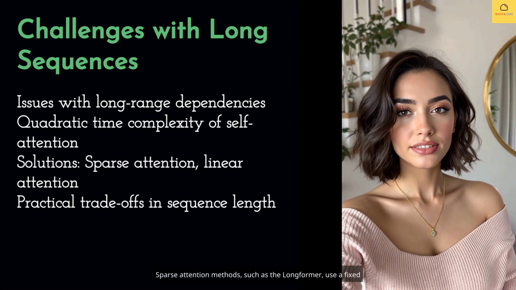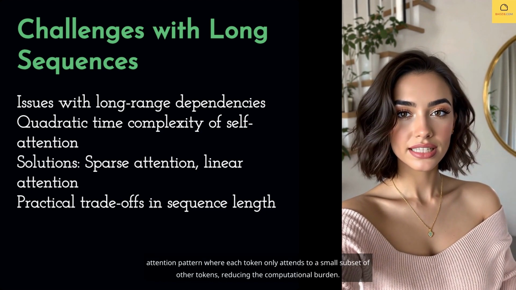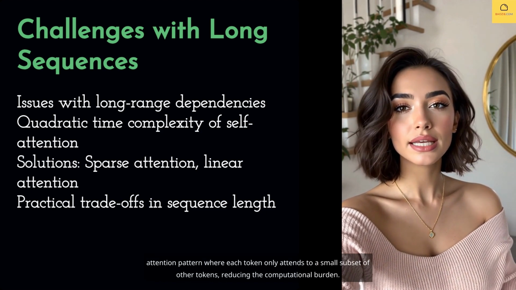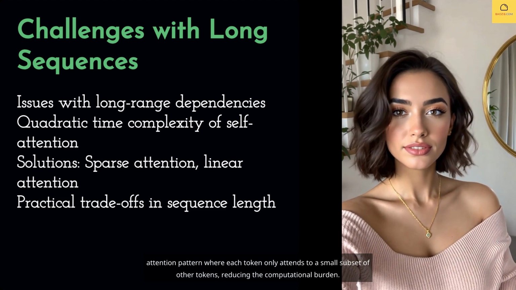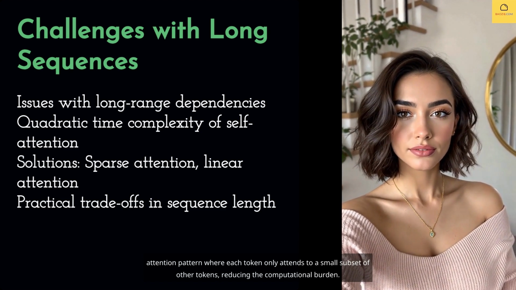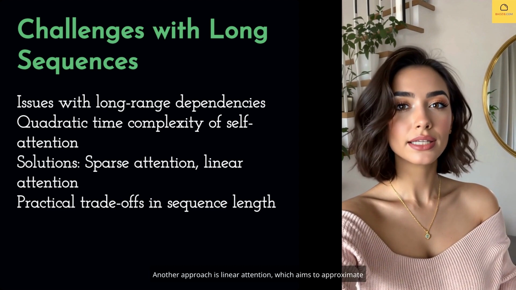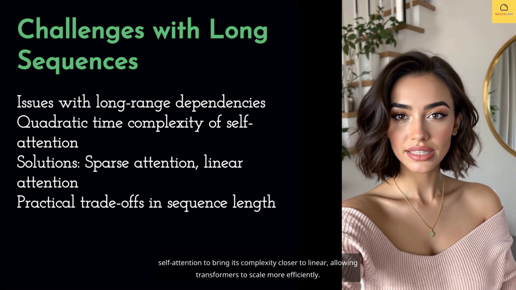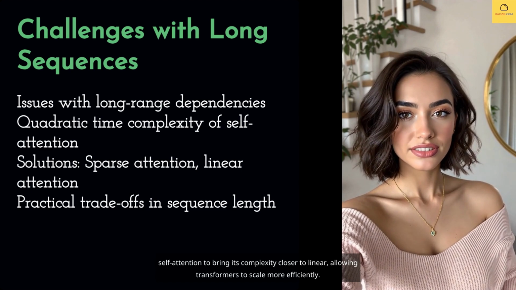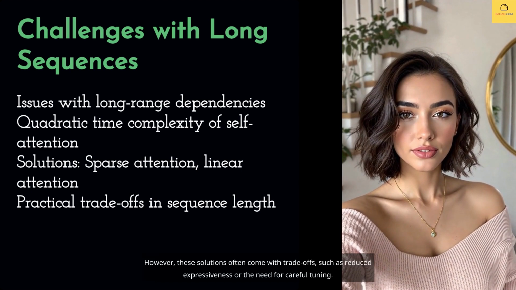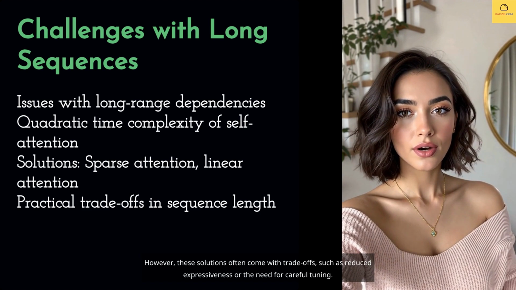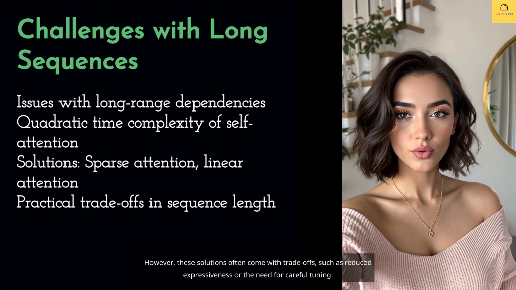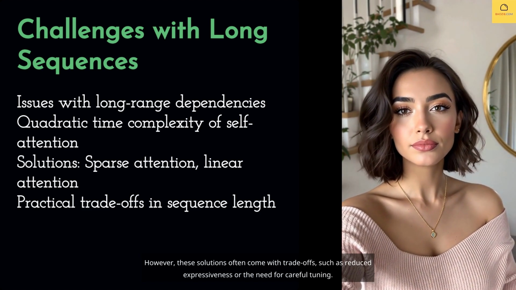Sparse attention methods, such as the Longformer, use a fixed attention pattern where each token only attends to a small subset of other tokens, reducing the computational burden. Another approach is linear attention, which aims to approximate self-attention to bring its complexity closer to linear, allowing transformers to scale more efficiently. However, these solutions often come with trade-offs, such as reduced expressiveness or the need for careful tuning.